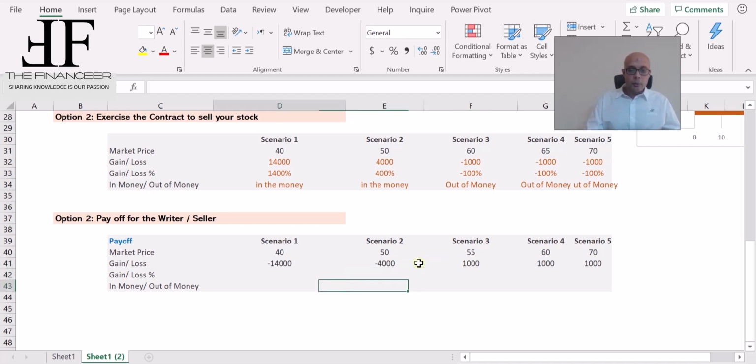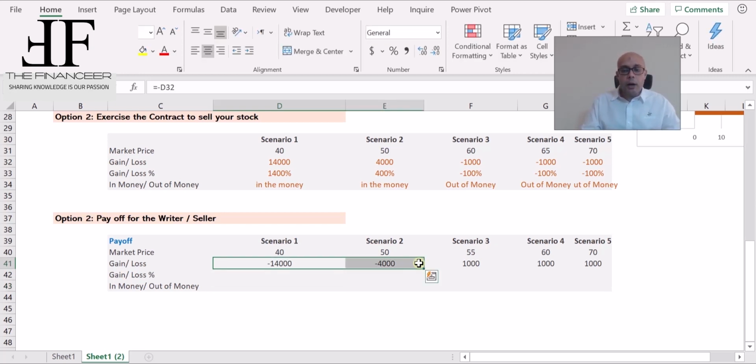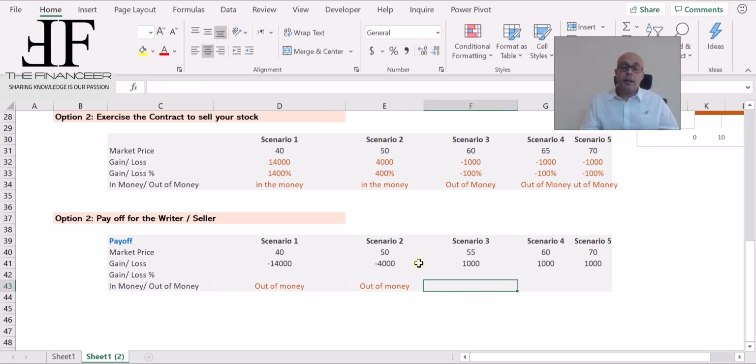Okay, let's now determine the type of the contract. Now let's determine the type of the contract of this put option for the writer. If the writer is achieving losses, this one will be out of the money. So he will say this contract is out of the money because actually I am losing from this contract. And if the writer is achieving gain, in this case it will be in the money. So the writer is getting a benefit from these contracts.